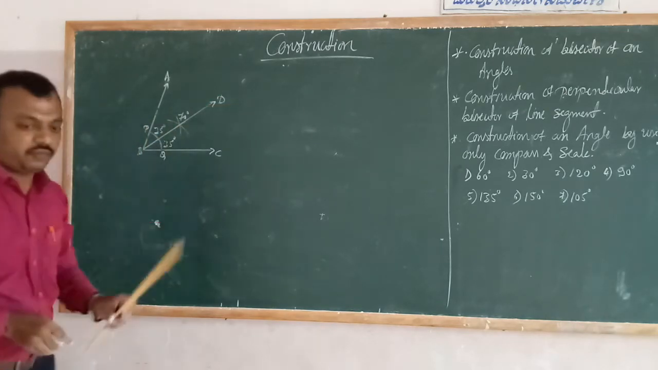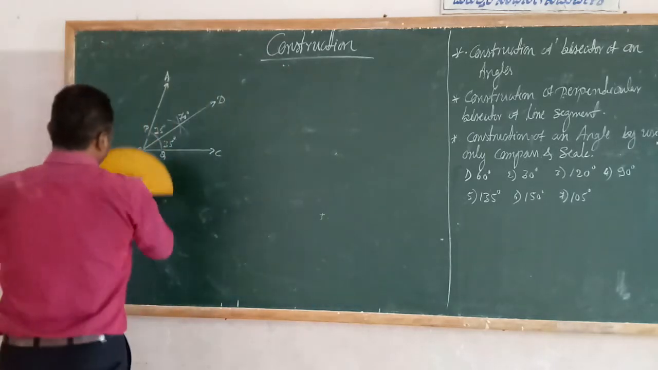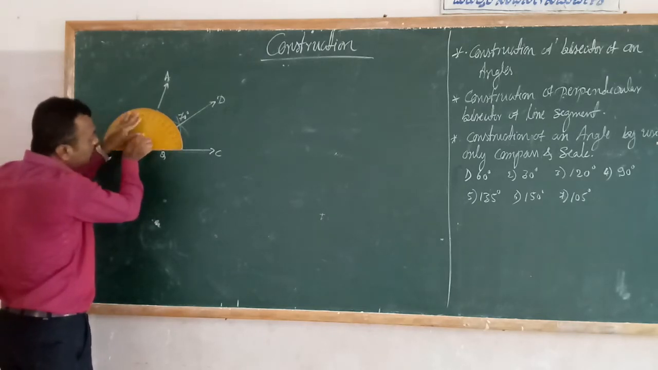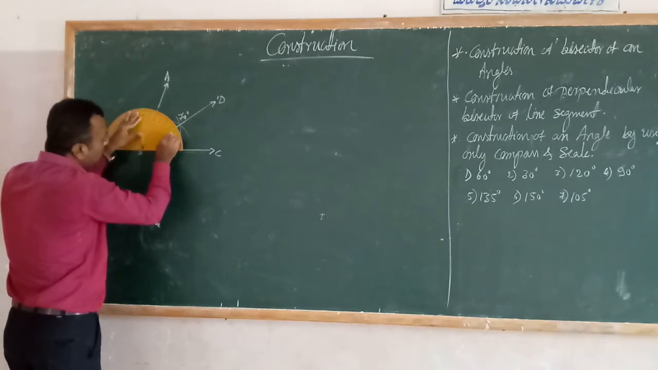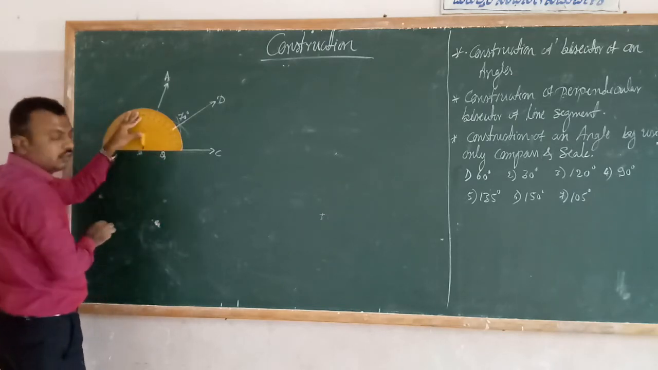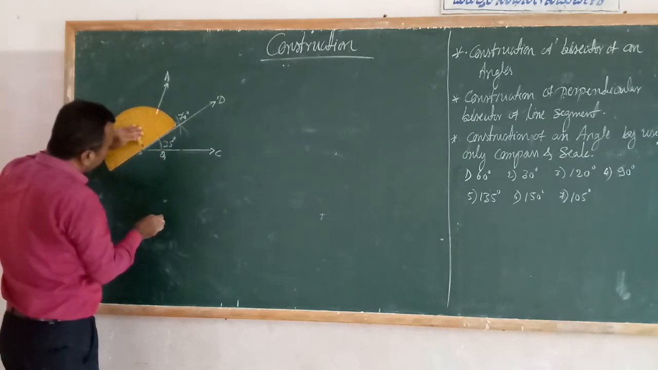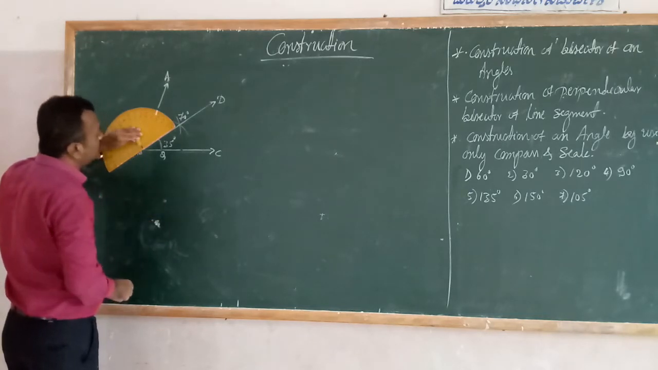Let us check it with the protractor. See, we will keep it on point B in the line. So exactly 35 degrees. Yes, see, 30, this is 5, 35. And this is also 35 degrees. Same to same, 35 degrees. Is it right? Yes, 35 degrees.